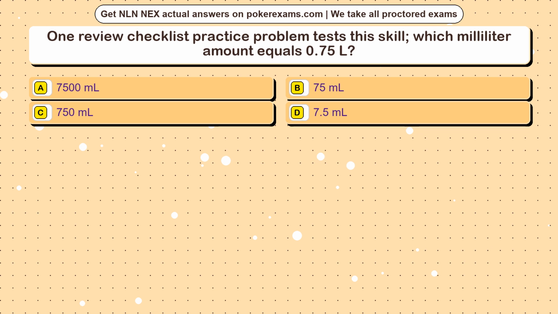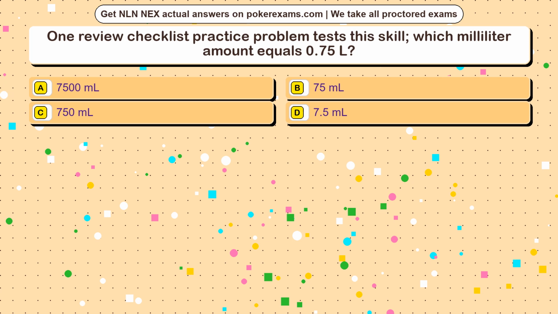Question 11. One review checklist practice problem tests this skill. Which milliliter amount equals 0.75 L? Option A, 7,500 ml. Option B, 75 ml. Option C, 750 ml. Option D, 7.5 ml.